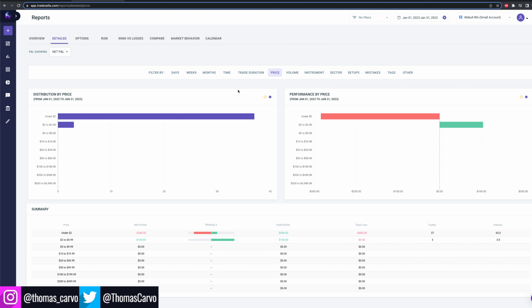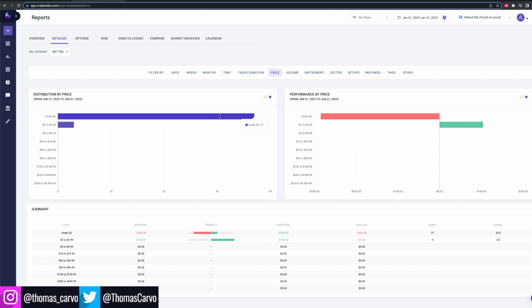Now, obviously, there are a ton more contracts that I have traded under $2 per contract. Yes, because number one, I can buy more of them, and number two, the account's a small account. You're going to trade more contracts that are cheaper because you don't have a larger account to trade larger size contracts, out of the money contracts and whatnot.